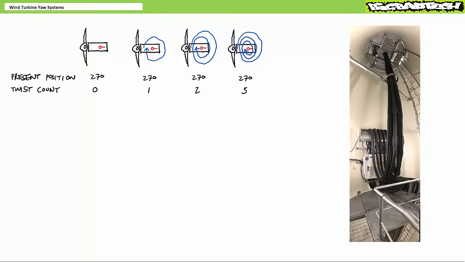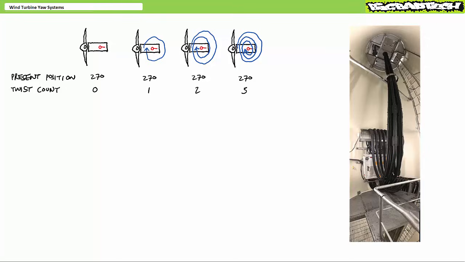From a designated home position established upon installation, the turbine uses the rotary encoder to keep track of the nacelle present angular position. In addition to present angular position, the controller also keeps a running tally of how many full revolutions in one direction have been accomplished.